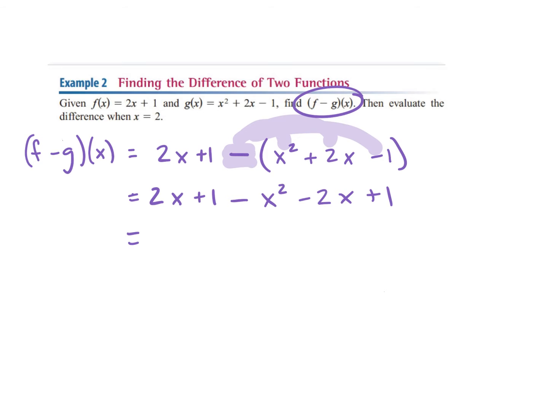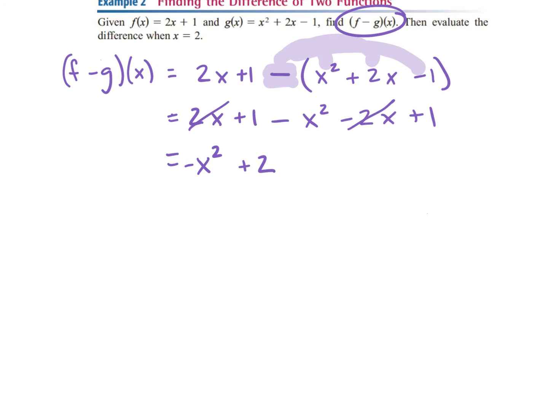And now I can combine like terms. I'm going to start with my highest degree, which is negative x squared. 2x minus 2x actually cancels. And then I have 1 plus 1, which would be 2. So all I did was combine my like terms. So my f minus g of x is negative x squared plus 2.